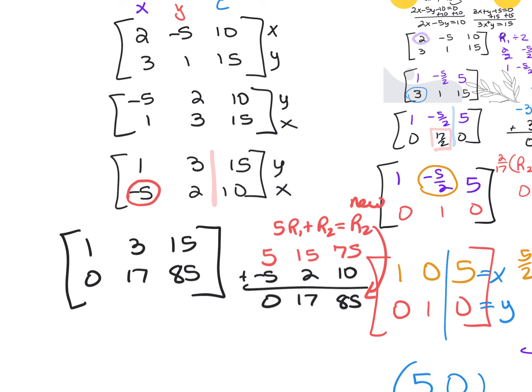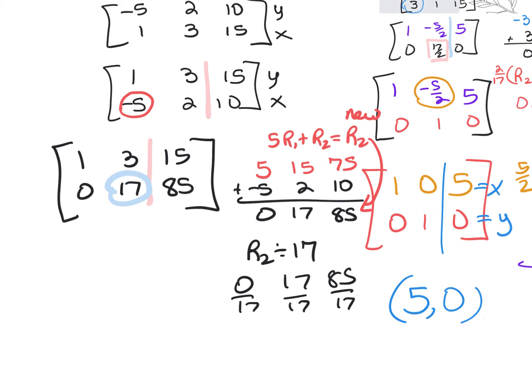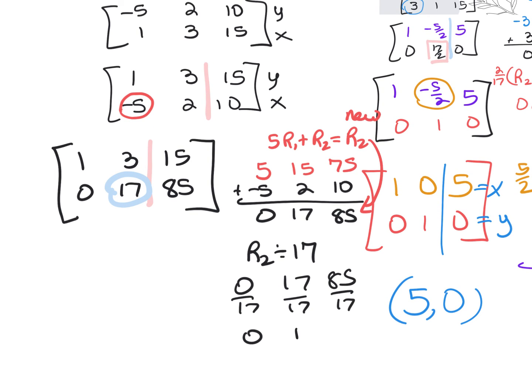Now my next step is to change the 17 to a 1. And again, in order to do that, you divide it by itself. So I'm going to take row 2, divide it by 17. So 0, 17, 85, that row 2, dividing them all by 17 is going to give me 0, 1. And then when I divide 85 by 17, I get 5. So this is my new row 2. So 1, 3, 15 stays. 0, 1, 5.